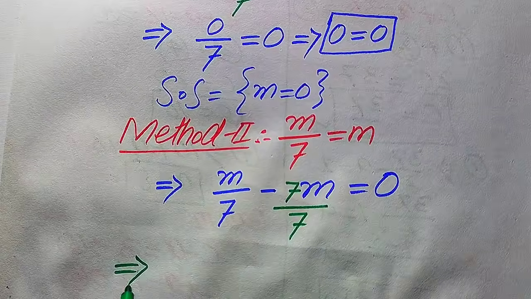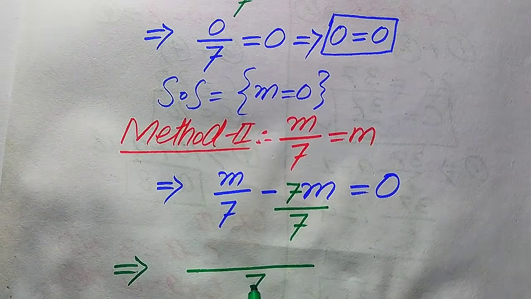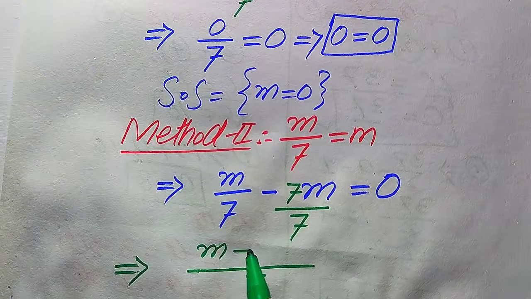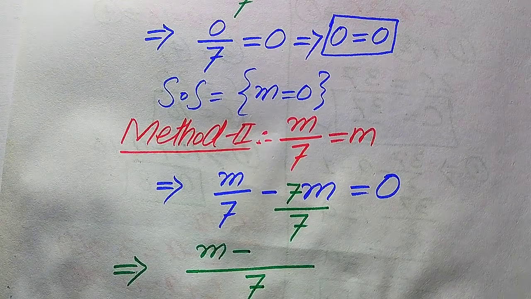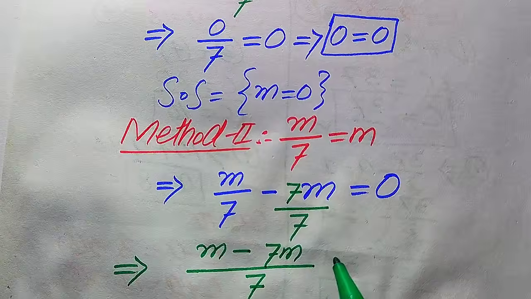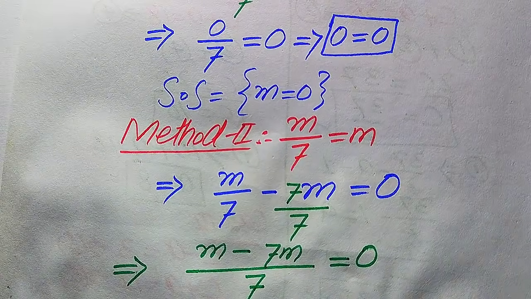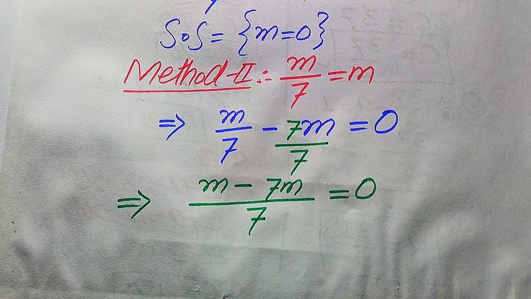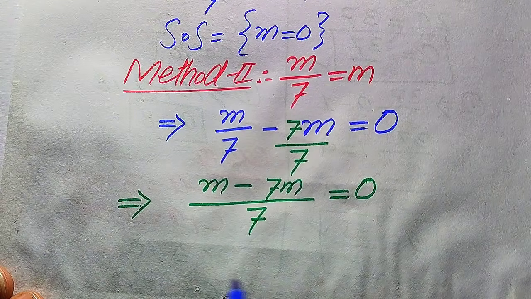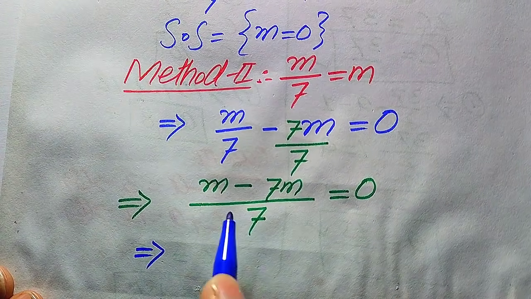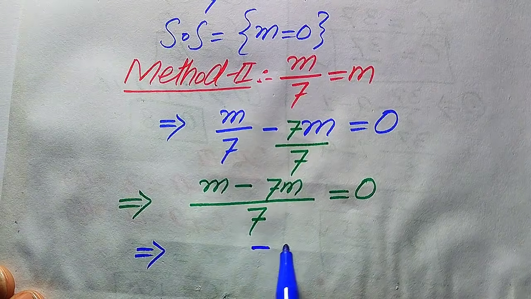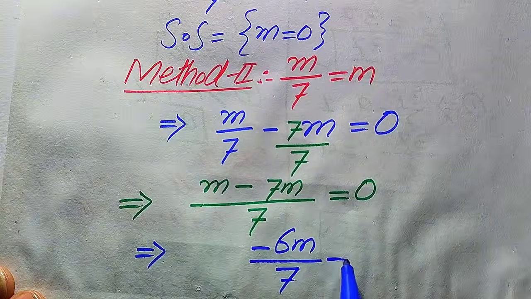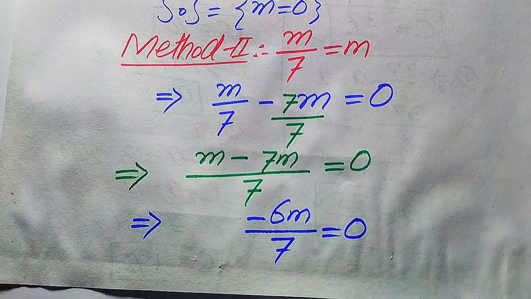And now in the next step, we easily take the LCM of these terms, which is 7. So this 7 and this 7 are gone, and we get here m minus, and this 7 and this 7 are also gone, and we get 7m, and this whole equation is equal to 0. Further, in the next step, we need more simplifications, and it will be written as m minus 7m becomes minus 6m divided by 7 is equal to 0.